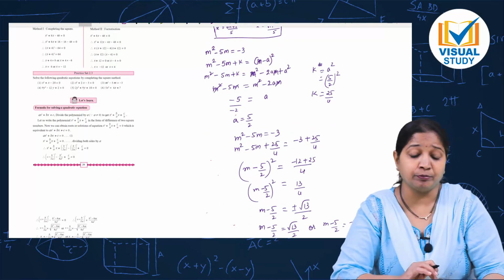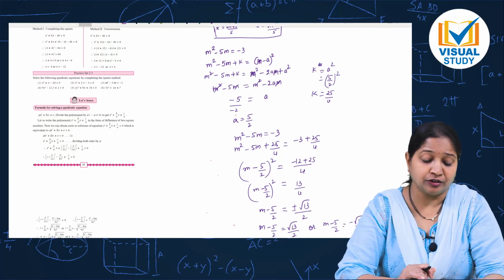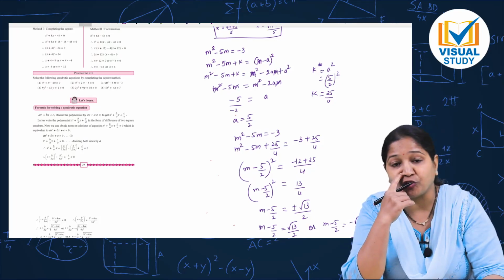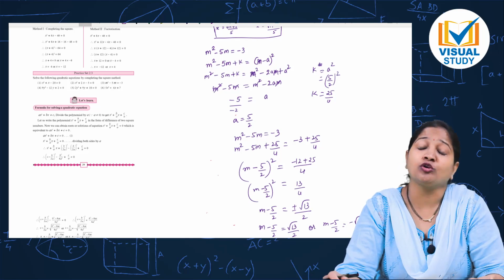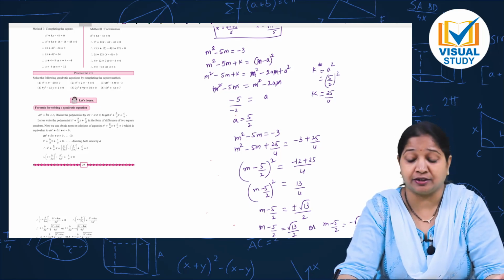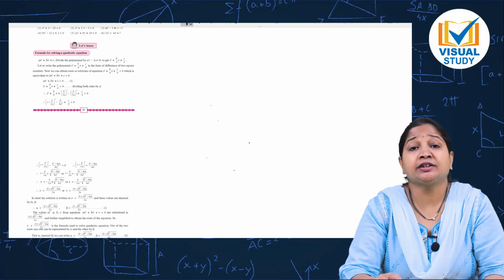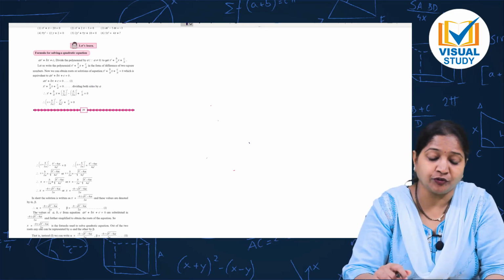This was our completing square method. Now again there is one more method, that is the formula for solving a quadratic. One more method is the formula method. Now the next method is the formula method.